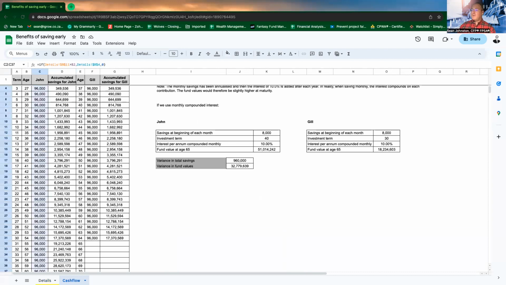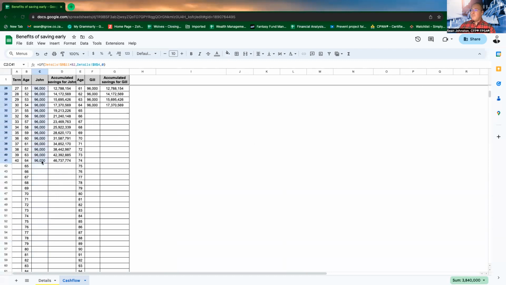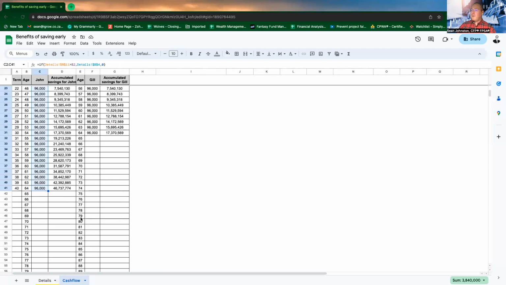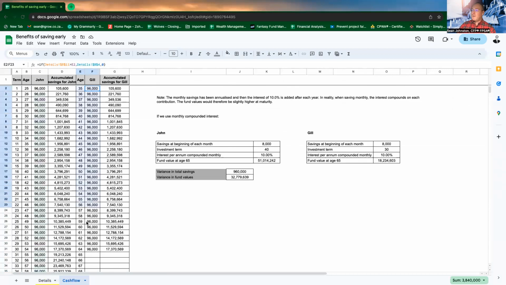But essentially, if we took this and we just summed it up, it'll equate to 3.8 million over here, which is the same as taking 8 times 12 times by 40, which is it's taken 96 and it's added 40 years of savings. And similarly with Jill, the same formula has been applied. So you can see that it's calculating 2.8.